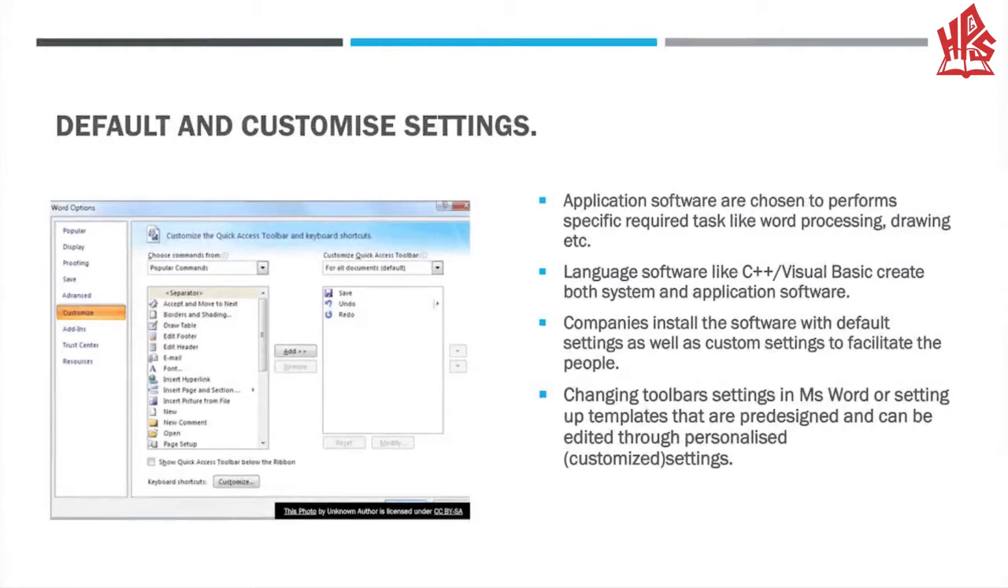Now here we are on the third slide. It's about default and customized settings. Before starting with this, let's understand that these application software are usually company installed, and if not, then you can easily install them in a few easy steps. Language software is basically a set of instructions to perform a task required by the user. Computer programmers use these language software, and their examples are C++ and Visual Basic.